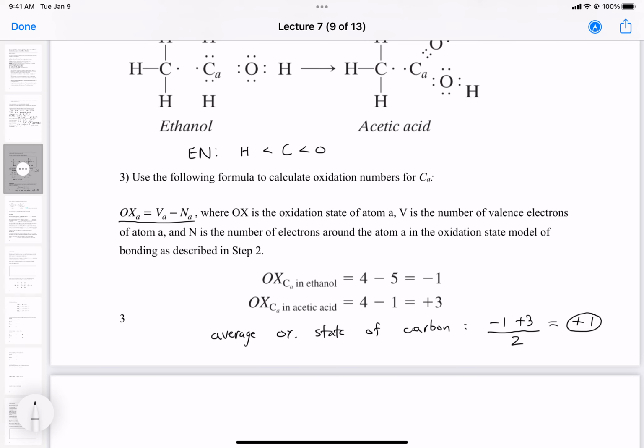Oh wait, sorry. No, this is actually incorrect. Let's ignore that. Sorry. I was going off this based on if we had calculated the other oxidation state of carbon atoms. So let's just erase that for now. And I think I won't mention that. So sorry about that. Okay.